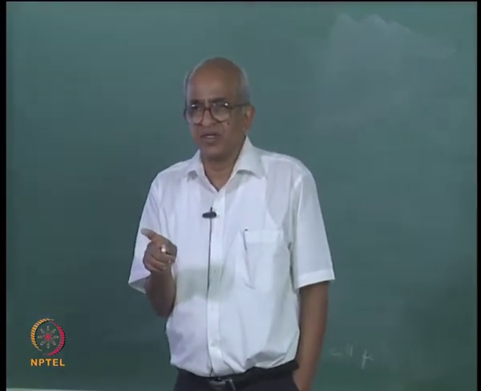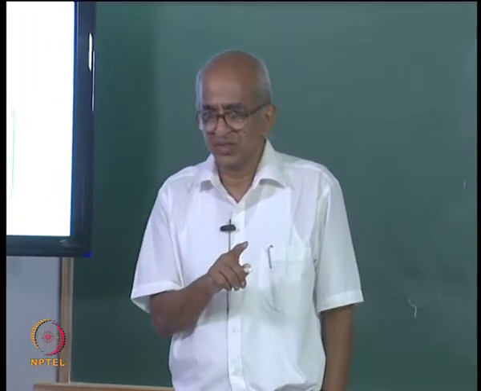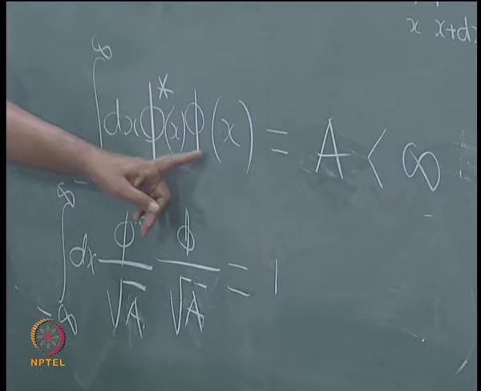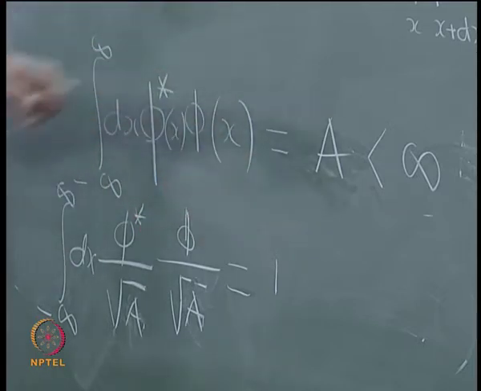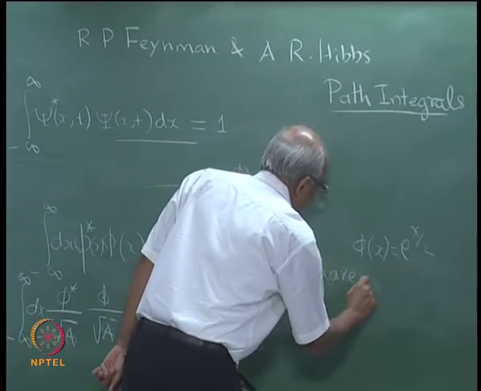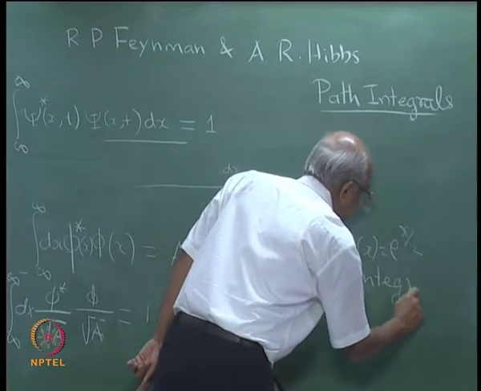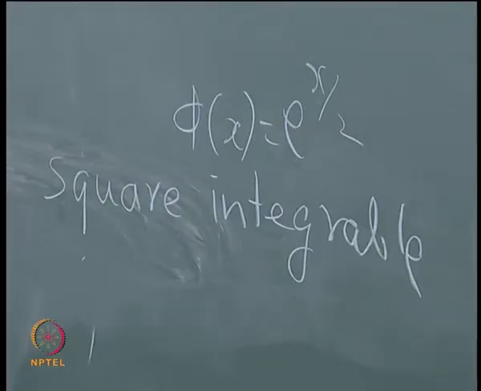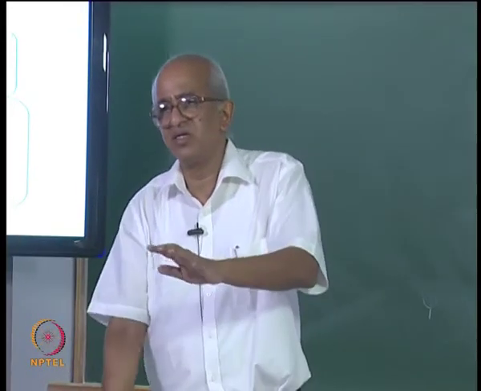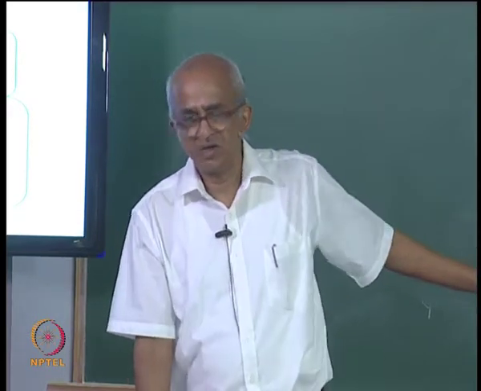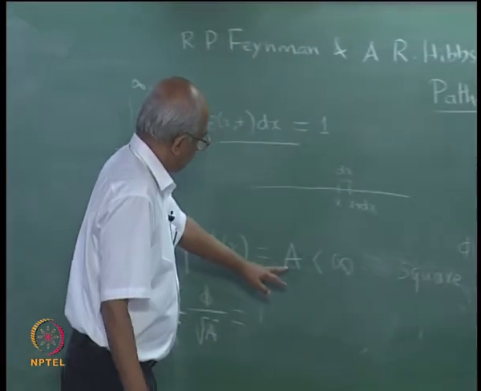If a is less than infinity, then I can normalize the function, and a function which satisfies this condition, that its integral of phi star phi is less than infinity, is referred to as a square integrable function. The word is itself obvious. You take the square of the function, roughly speaking, integrate it from minus infinity to plus infinity. If the answer is less than infinity, then you say that it is a function that is square integrable, right. The word square integrable means this integral equal to a is less than infinity.